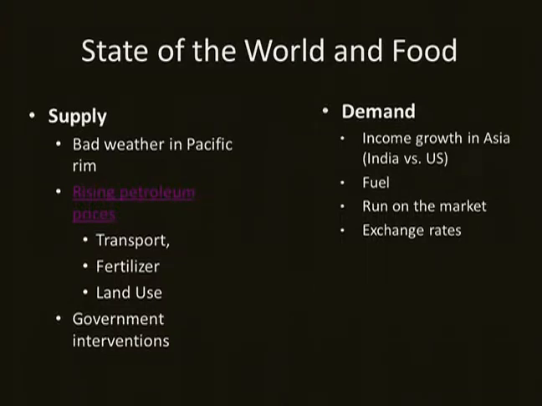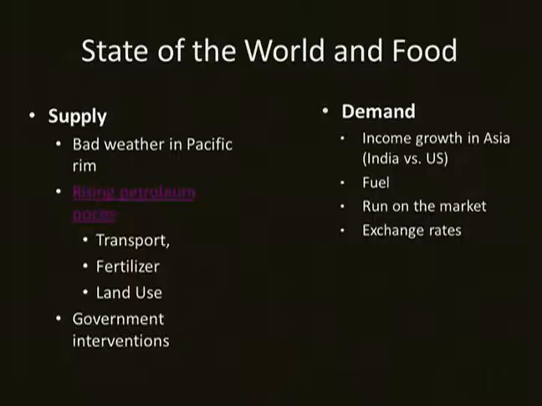With those price increases, we can see that input costs increased because of transportation, fertilizer, and how farmers were able to use their land. But there are other factors that may shift the supply curve, such as government interventions. There can be agricultural policies that can move the supply curve either to the left or to the right.